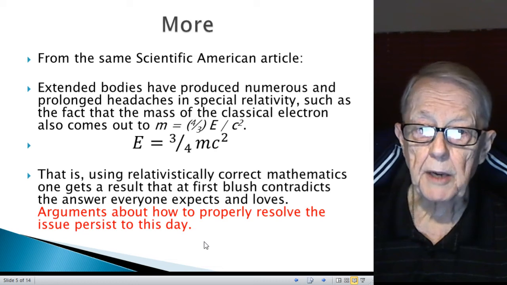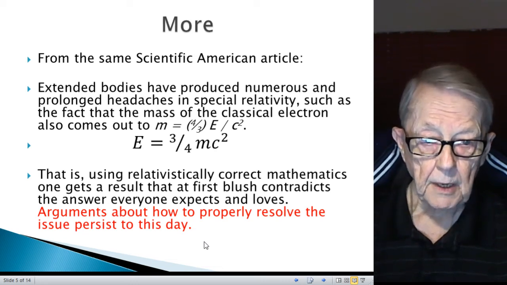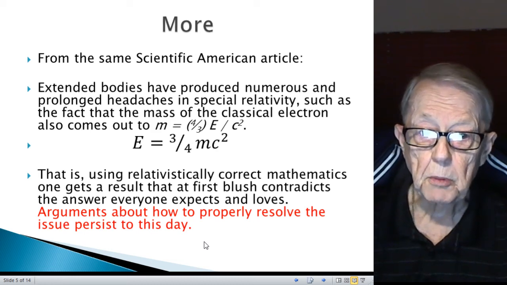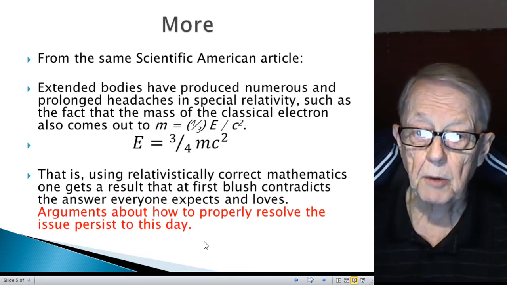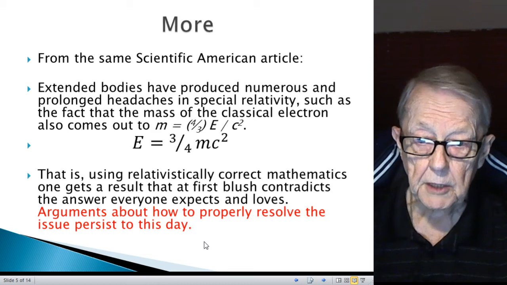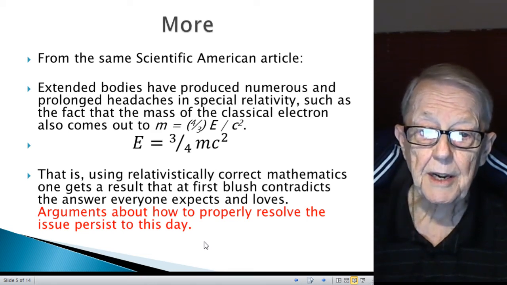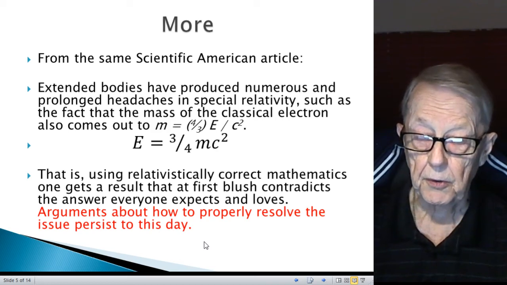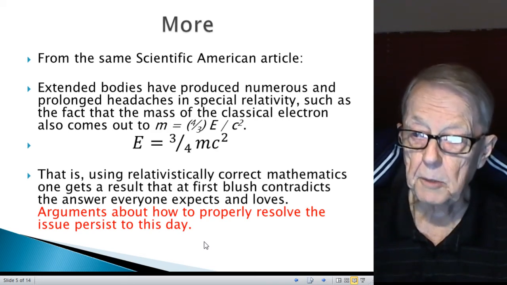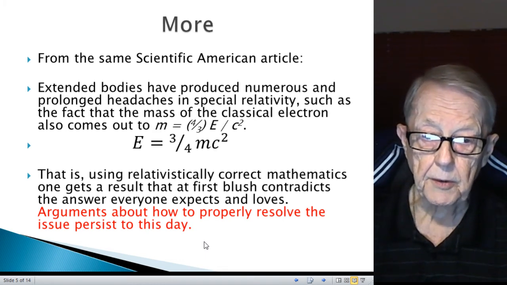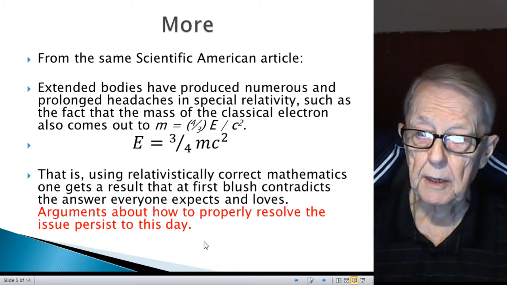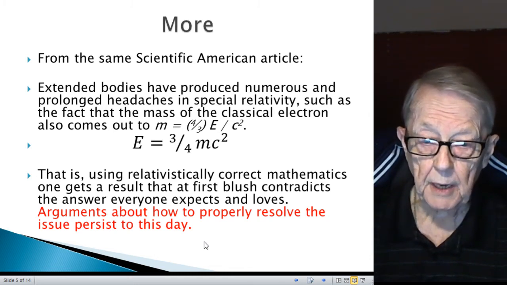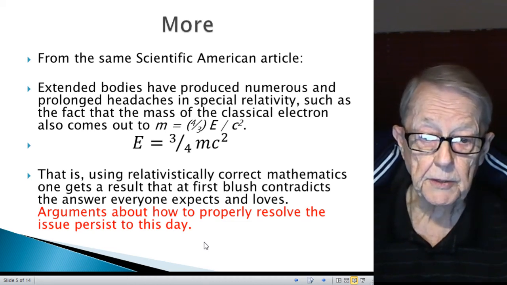From this same Scientific American article, it stated, extended bodies have produced numerous and prolonged headaches in special relativity. This equation, basically by Einstein, comes from special relativity. But such as the fact that the mass of the classical electron also comes out to m equals 4/3 E divided by c squared. Or if you rewrite it, you'll get the equation energy equals 3/4 mass times c squared. It's different than what we see very often. Maybe not so much different, but it's certainly going to give you different values.